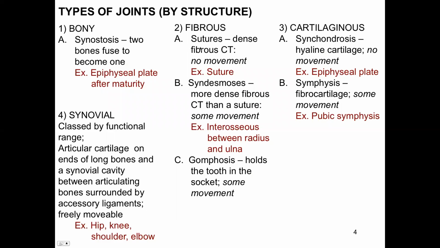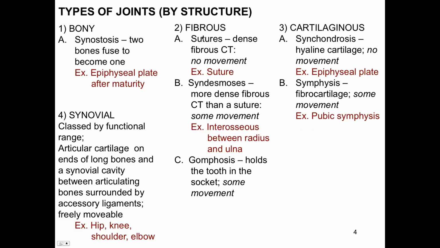Fibrous joints come in 3 different flavors: sutures, the syndesmosis, and the gomphosis. I didn't take Latin, but anyways, this is how it's spelled. All right, sutures, you know what those are, right? Those are the joints between most of your skull bones, right?